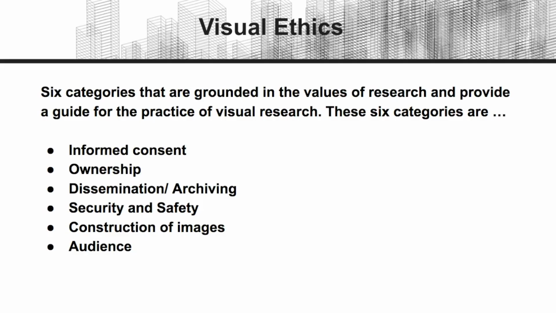Working with images and visual methodologies in and with communities always requires the careful consideration of visual ethics. That is, the consideration of consent and ownership of the process and outputs alongside a situated understanding of visual texts. For today's presentation, and this is not an exhaustive list, I've broken it up into 6 categories that I'm going to briefly go over, and that is informed consent, ownership, dissemination and archiving, security and safety, construction of images, and audience.